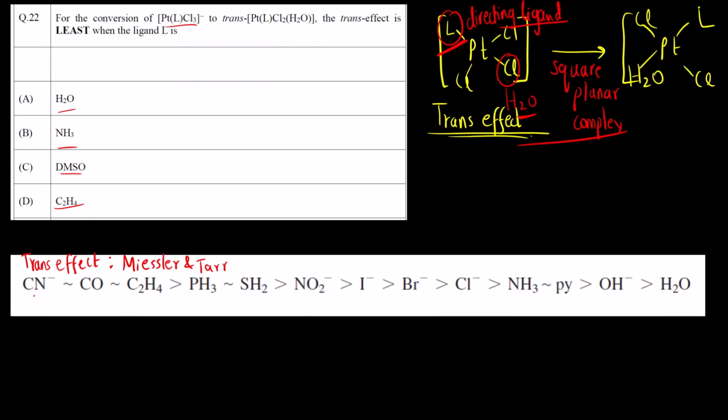So what we have to consider is, suppose if it was CN, then the rate would be maximum, or the probability of substitution will be maximum, of the ligand trans to L. Here you can see water is at the last. So if the L ligand is water then the rate will be minimum. So the correct answer is going to be option A.